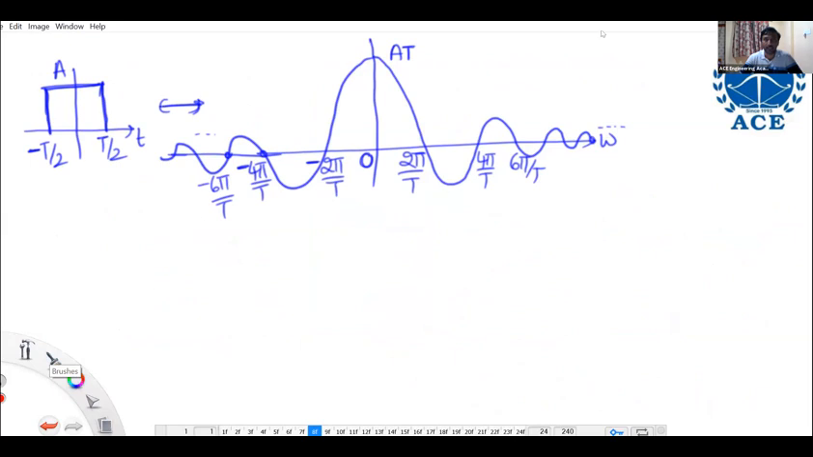For the GATE examiner, the favorite question is on this signal only.